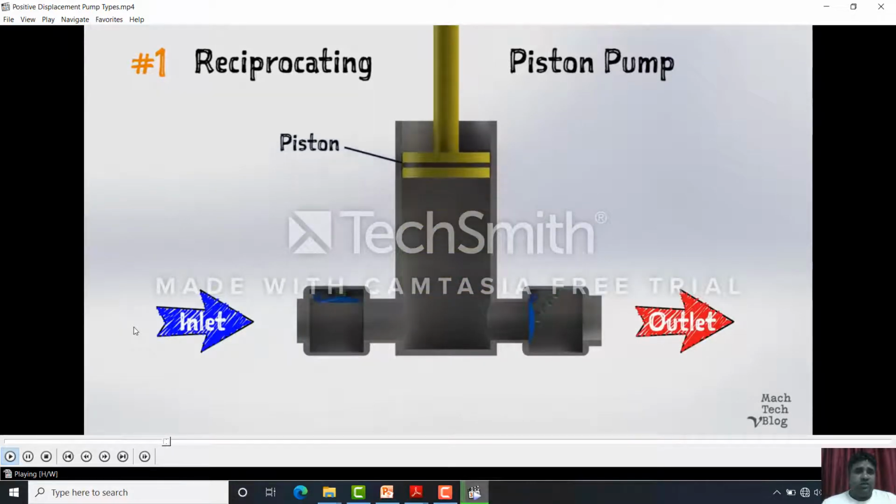So this is the example of your reciprocating pump. Here it is a cylinder. In the cylinder there is a piston, and this piston is allowed to do backward and forward movement. As it is going up, it allows the suction, and as it is coming down, it will release the water.